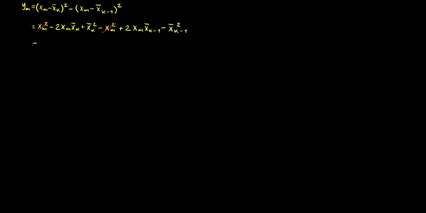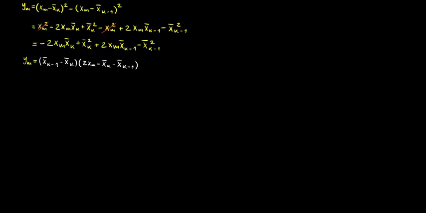The squared x sub m terms cancel out, so we are left with minus 2 times x sub m times the current average plus the current average squared plus 2 times x sub m times the previous average minus the previous average squared. Now let's rewrite this expression in a simpler form. We can factor it as the difference between the previous average and the current average multiplied by 2 times x sub m minus the current average minus the previous average.